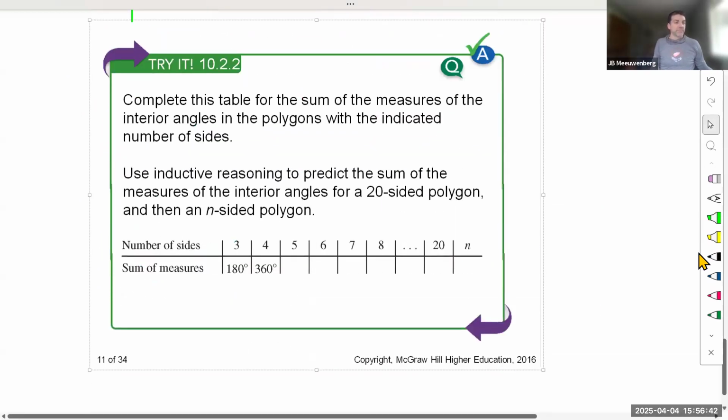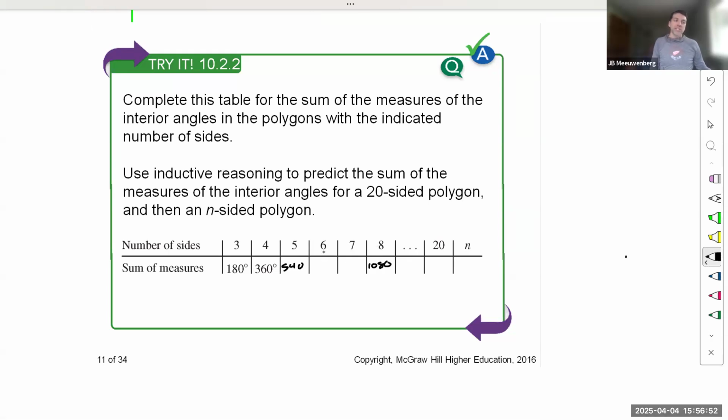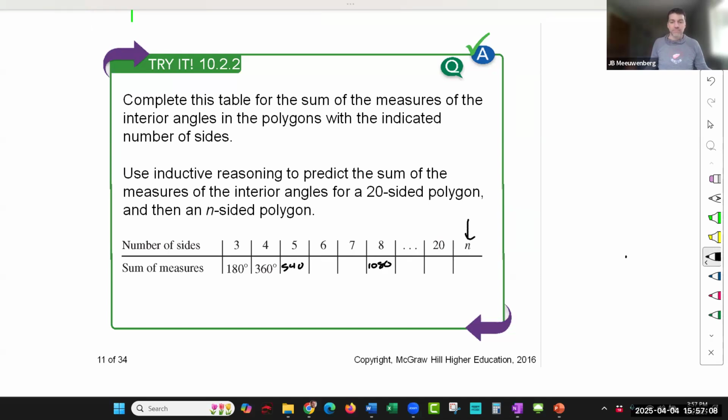We've already done our triangle, our quadrilateral. We've done our pentagon, which was 540. We've done our octagon, which is 1,080. See if you can fill those in. Also do 20, and then see if you can answer this question. How many degrees would be in any n-sided polygon? N, again, means any number of. Take a moment and see if you can do those.